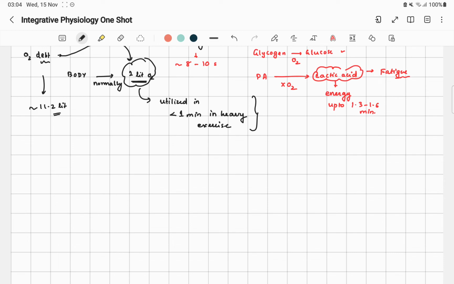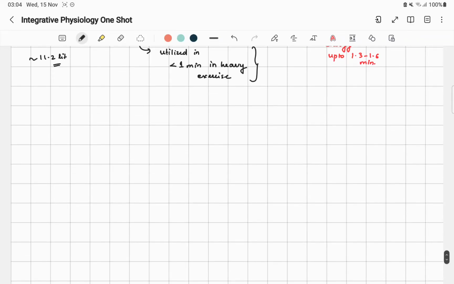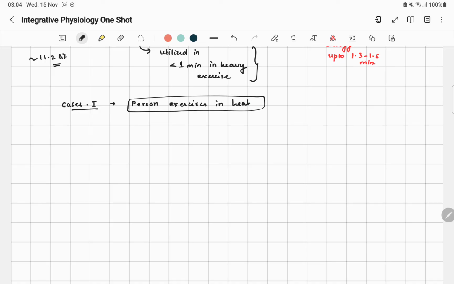And then, what happens to body heat in exercise? What happens when a person exercises in heat? There are two cases here. Case number one is a person exercises in heat. Heat means more than 38 degrees Celsius temperature. If the person exercises in more than 38 degrees Celsius, then the muscles are seen to be exhausted. Then there is muscle exhaustion.